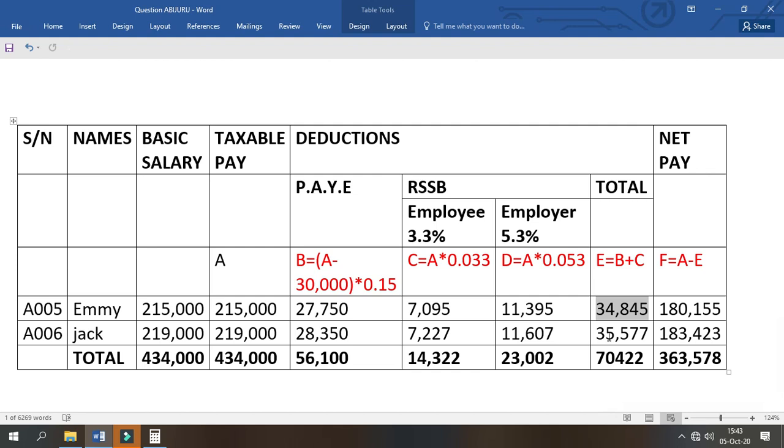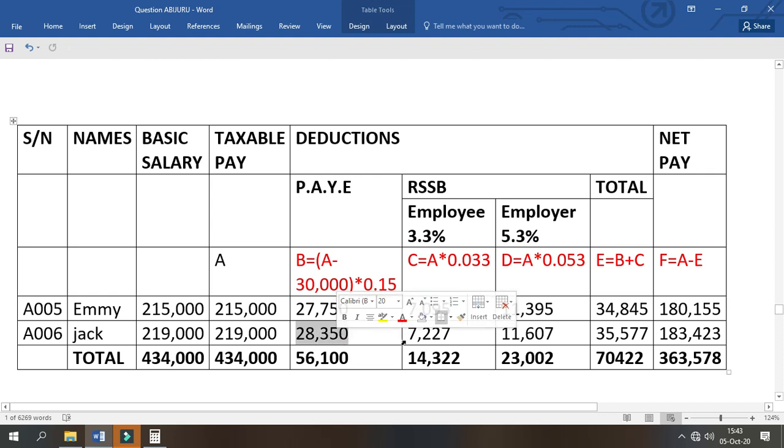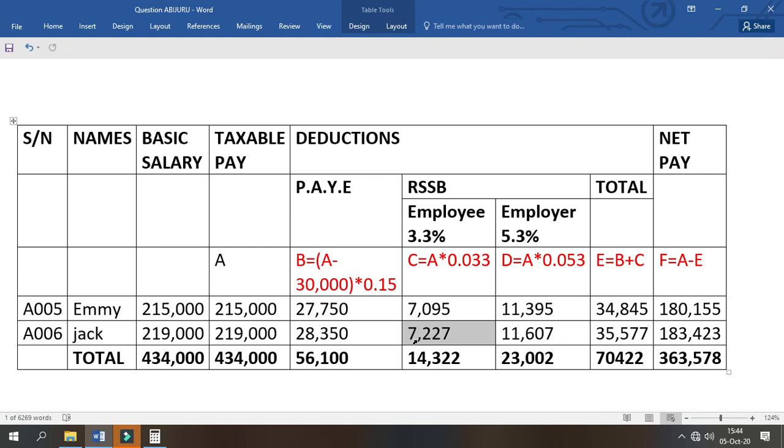And for JEC, the total deduction which will be deducted from his or her taxable pay is equal to 35,577, which is obtained by taking the pay as you earn for JEC, which is equal to 28,350, plus the Rwanda Social Security Board employee portion contribution, which is equal to 7,227.